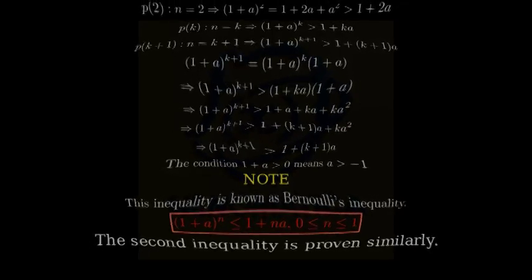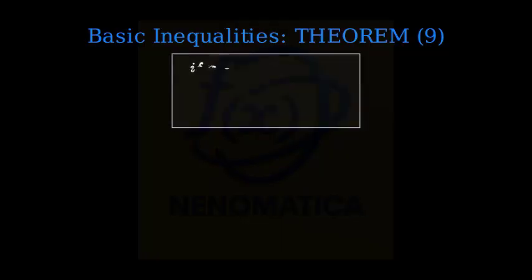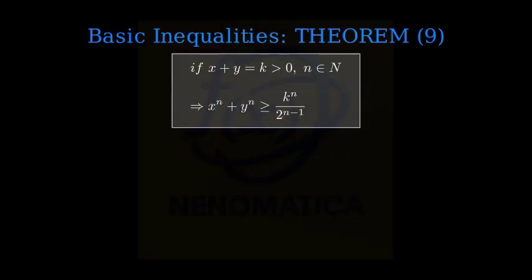Welcome to our video on basic inequalities. Today we'll discuss an important inequality theorem and walk through its proof step by step. Let's start with the statement of Theorem 9. If x plus y equals k, where k is greater than 0, and n is an element of the natural numbers, then x to the power of n plus y to the power of n is greater than or equal to k to the power of n divided by 2 to the power of n minus 1.